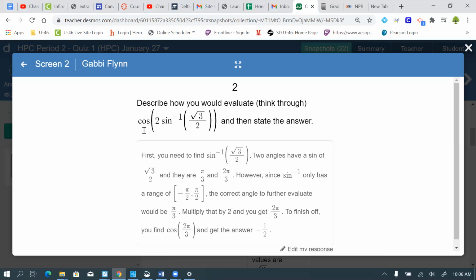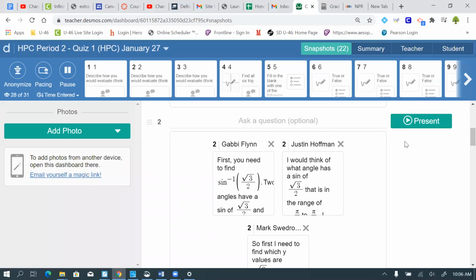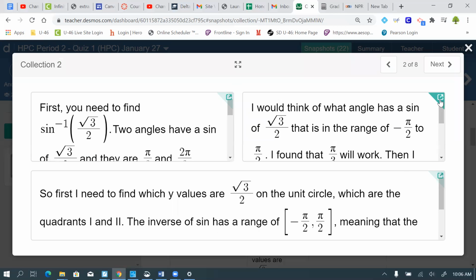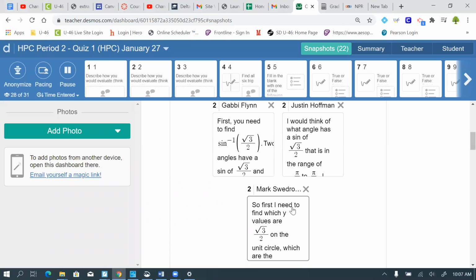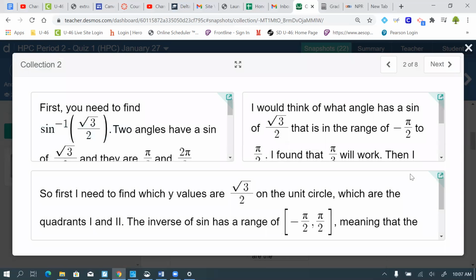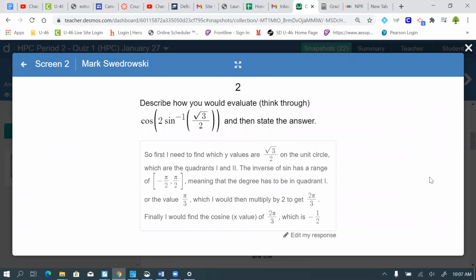And then finally take the cosine of that. The cosine of 2 pi over 3 is -1. That's awesome, Gabby. Another one was Mr. Hoffman, and he said essentially the same thing. Within this particular range, it's pi over 3. You multiply by 2, you get 2 pi over 3. Very good, Justin. And who else do we have? Swidarski. Yeah, awesome.